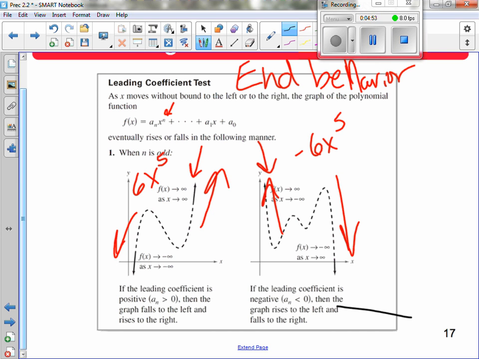So when we have odd degrees, it's always going to be opposite. One's going down, one's going up, or one's going up, one's going down. One falls to the left, rises to the right. So one's falling, one's rising, or one's rising, one's falling. It's going to be opposite.